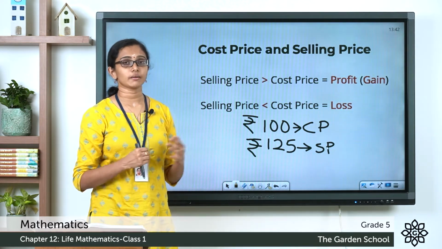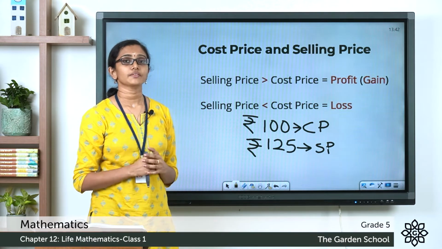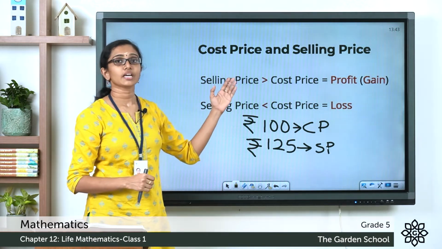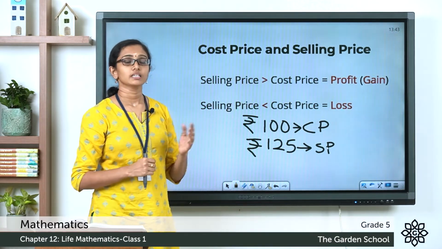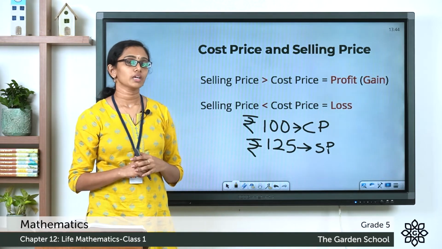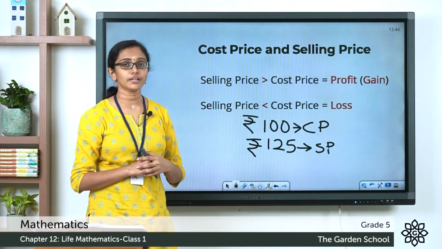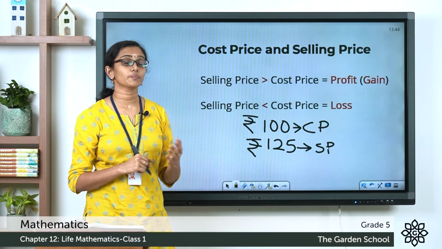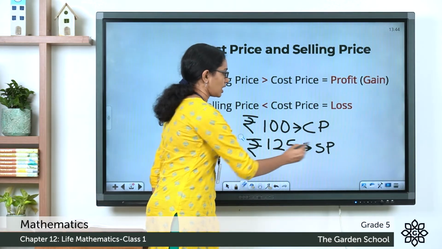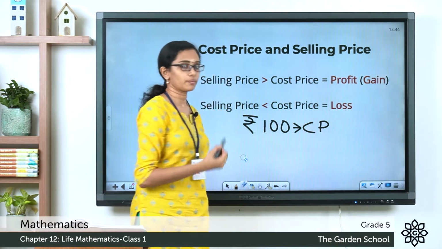You are going to gain some money. So that you call as the profit or gain. Or you can say if the selling price is greater than the cost price, you get profit or you get gain. Now, if I buy something at rupees 100 and I am selling that at rupees 90, will I gain something or will I lose something? There it is a loss for me.